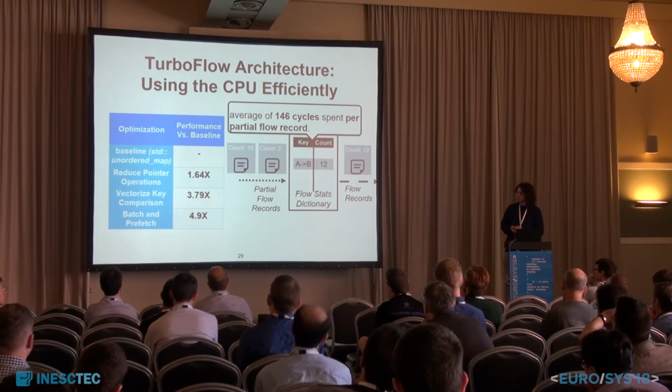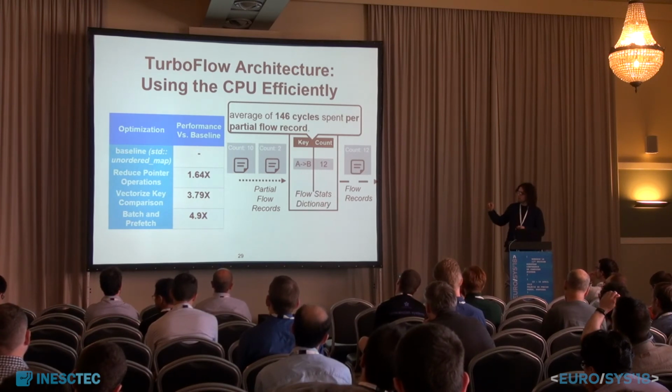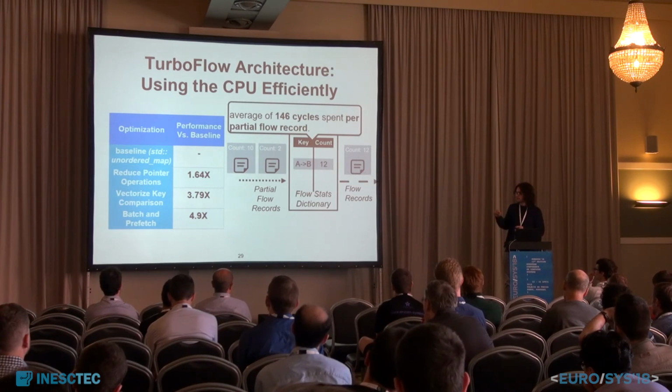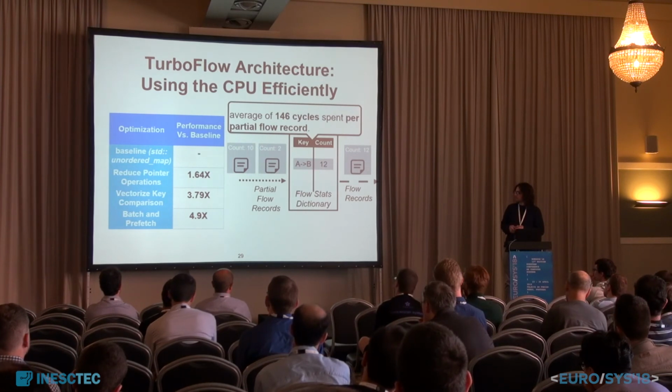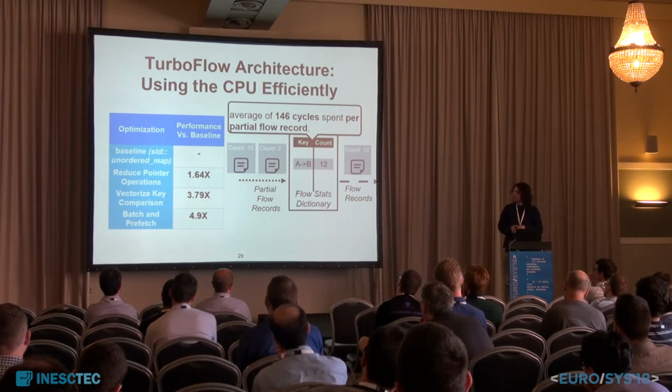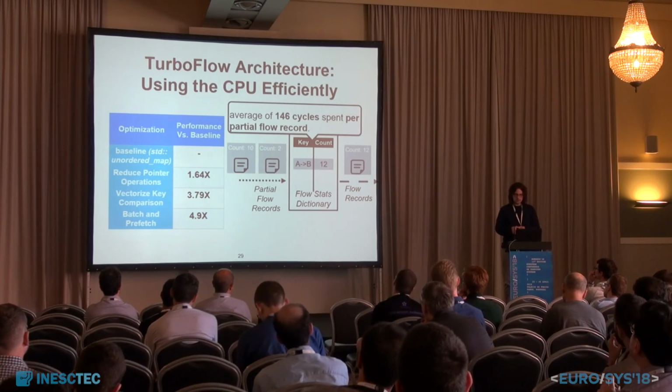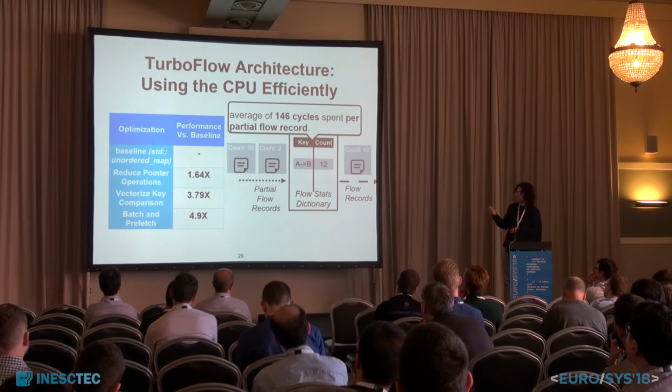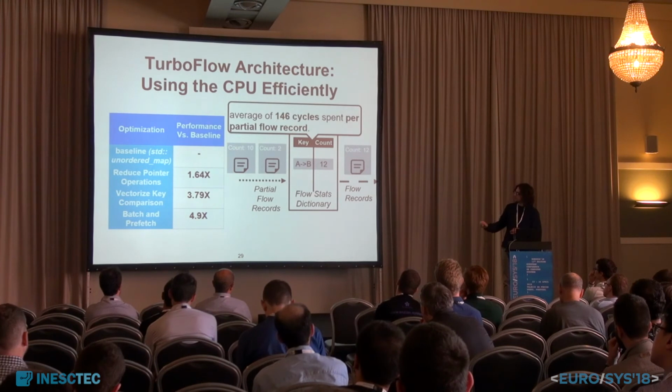We found that with three important optimizations: reducing the number of pointer operations, vectorizing the key comparison, so instead of using memcmp, we're using SSE instructions in the x86 CPU, and also batching and prefetching to reduce cache misses. These optimizations improved performance by a factor of about 5 and got us down to about 146 cycles spent per partial flow record. For context, that's less time than it takes the fast path of Open vSwitch to process an individual packet. So it's a pretty efficient implementation.